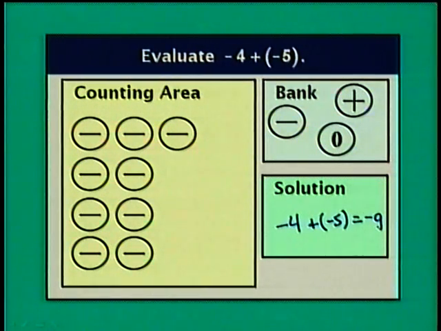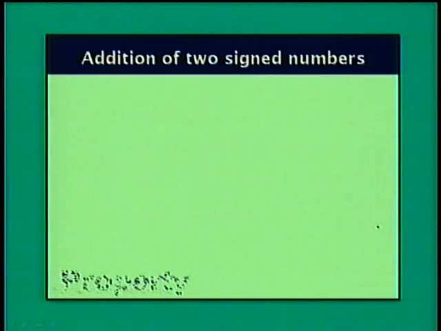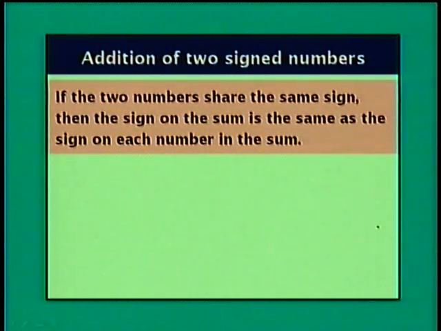Let's start mixing up the chips. So we have our first rule for addition of 2 signed numbers. If the 2 numbers share the same sign, then the sign on the sum is the same as the sign on each number in the sum. When we added 2 positive numbers, we got a positive number. When we added 2 negative numbers, we got a negative number.